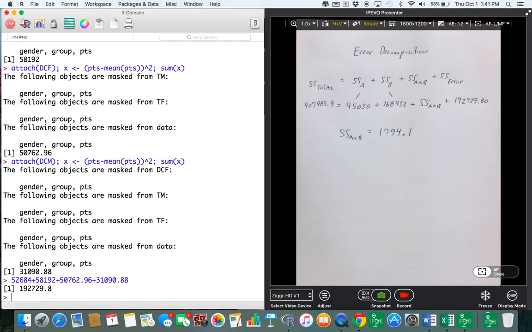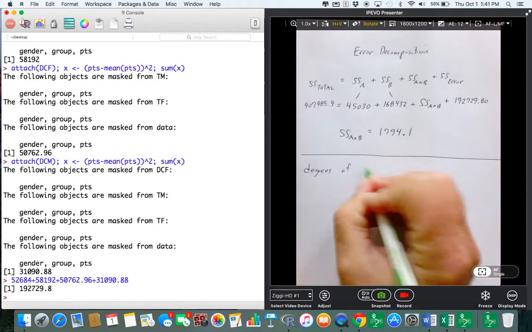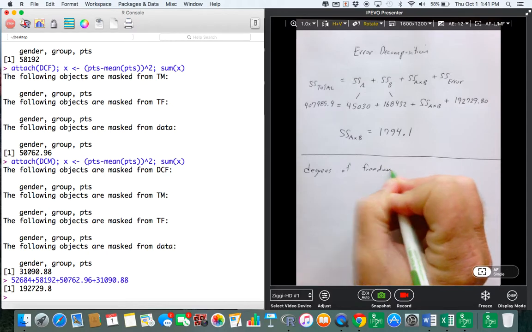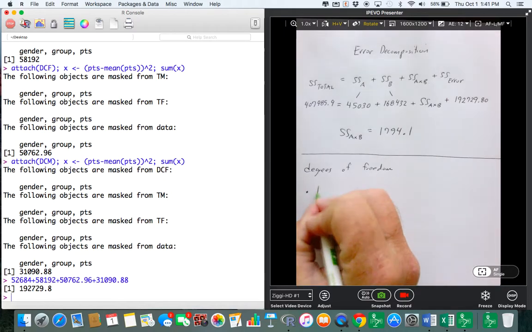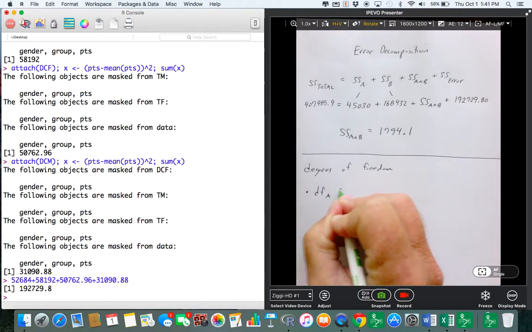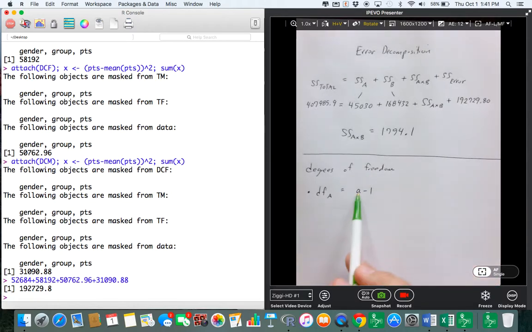All right, so what we get into next is we get into our degrees of freedom. And our degrees of freedom break down this way. Our degrees of freedom, we'll just look at the main effects first. So for our first, it's just A minus 1, where A is the number of groups in factor A.